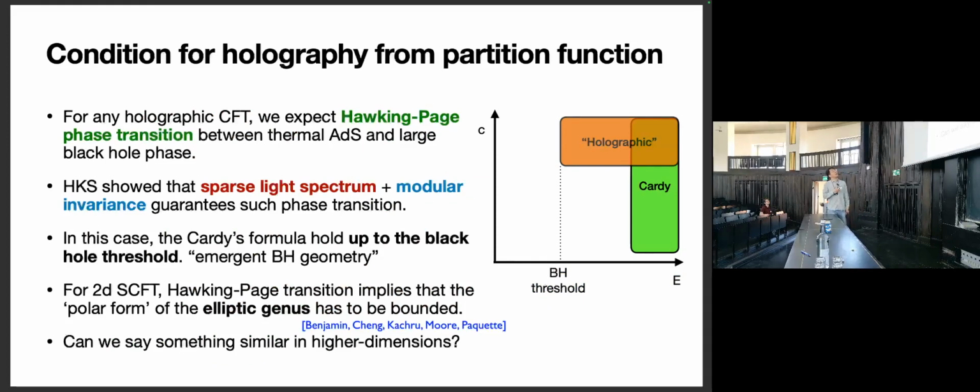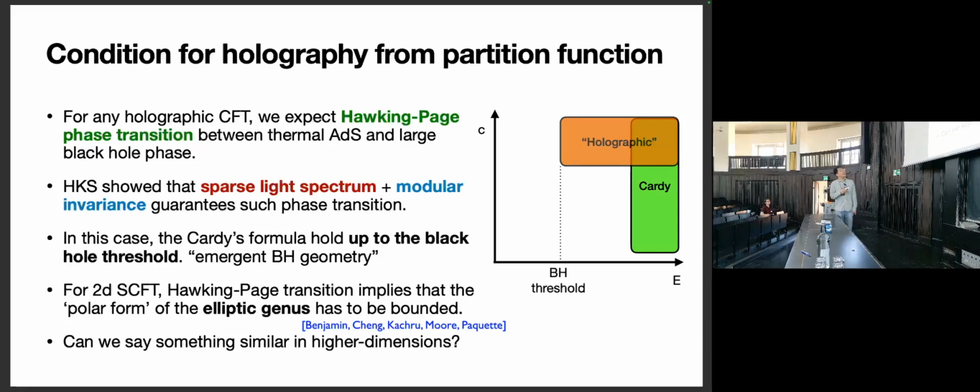For any holographic CFT, we expect a Hawking phase transition. This is one universal fact about AdS gravity: there are two competing phases. At low temperature, it is governed by thermal AdS, and at large temperature, the large black hole emerges, and there's a phase transition. What Hartman, Keller, and Stoica showed is that if you have a sparse light spectrum for a large c CFT and apply modular invariance, it guarantees that the Hawking phase transition has to exist. So something like that has to exist at the level of the CFT partition function.